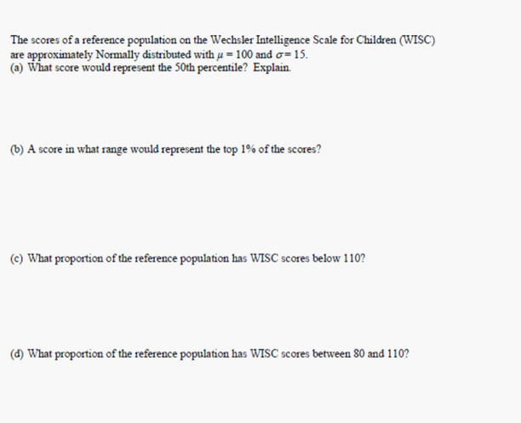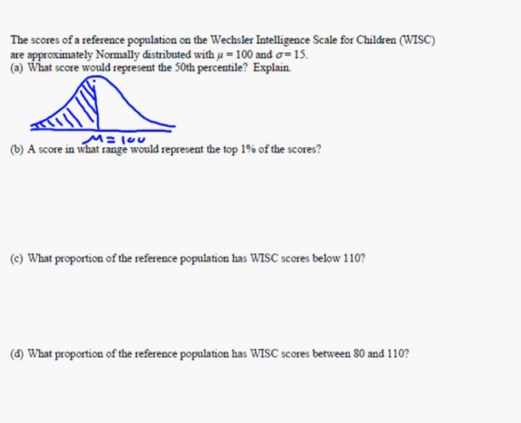Okay. So this question reads, the scores of a reference population on an intelligence scale for children are approximately normally distributed with a mean of 100 and a standard deviation of 15. First question asks us what score would correspond to the 50th percentile. Well, any symmetric distribution, the 50th percentile is the median and the mean. So in this case, it would just be mu equals 100. And we know that because the area to the left is 50%.